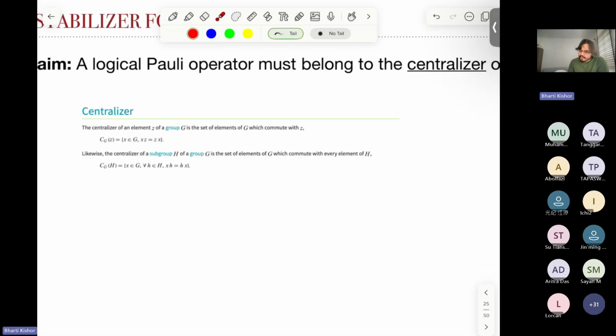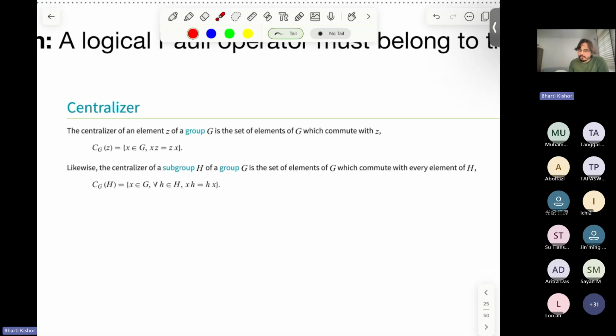The centralizer of an element Z of a group G is the set of all elements of G which commute with it. So let's say you have some Z, and let's say you have some group G. The centralizer will be all those X in G such that XZ equals ZX.